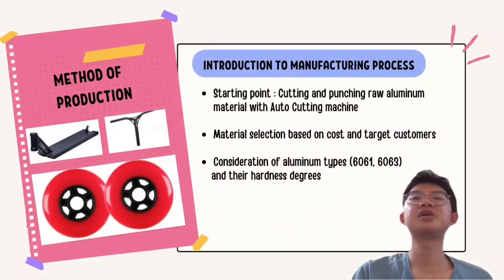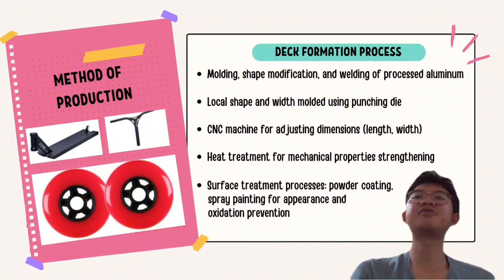For the method of production, it all starts from cutting and punching raw aluminium material with an auto cutting machine. The material selection is based on cost and the targeted customer, while considering the aluminium types 6061 or 6063 due to their hardness degree. The deck formation process includes molding, shape modification, and welding of processed aluminium.